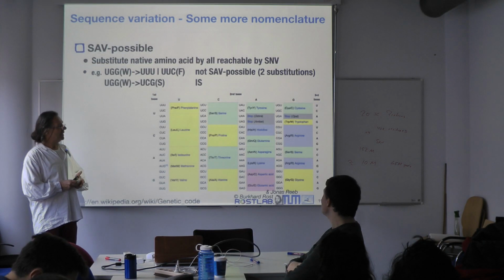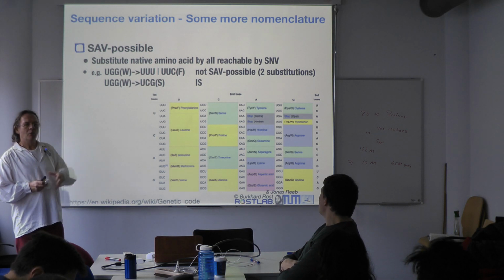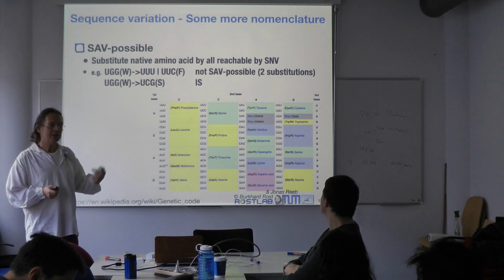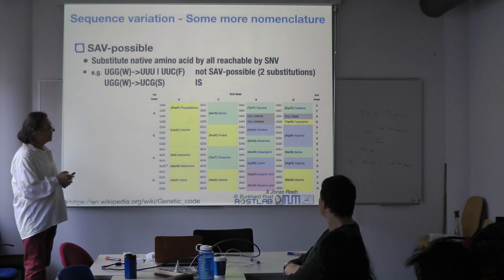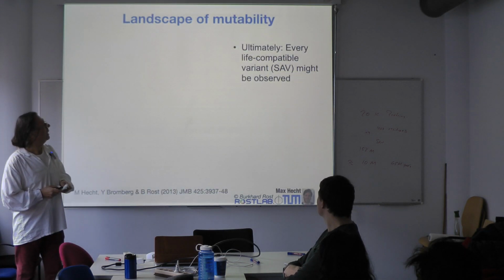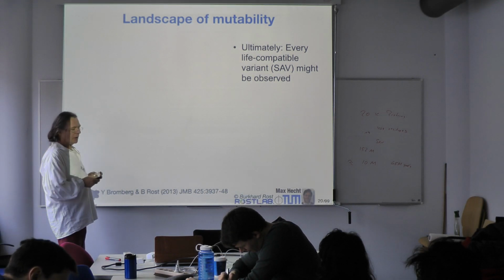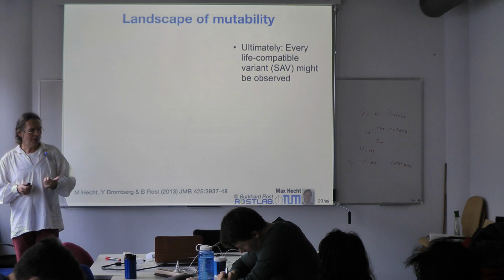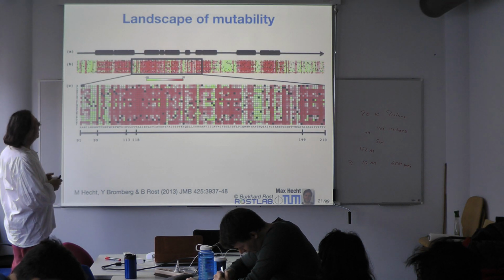And so some people believe that we will ultimately see them all. Again, there's another thing with single nucleotide changes: you don't get all possible 19. So some are not SNV possible, so to speak. But in terms of mutability landscape, in terms of understanding where a protein is most important, we can do it all in silico. And here's an example where we do that.